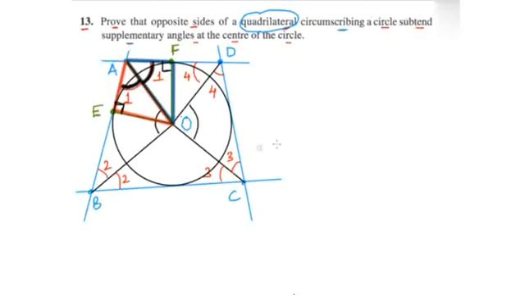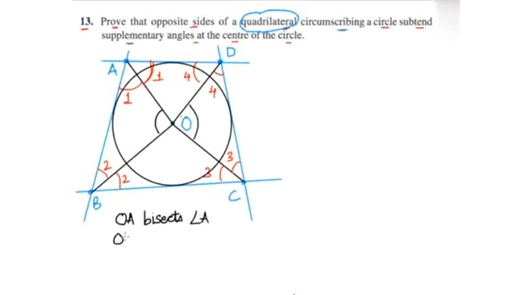I'm directly going to make use of the fact that OA, OB, OC and OD are respectively the bisectors of the angles at A, B, C and D. Okay, so let me write these observations. Basically what I'm saying is that OA bisects angle A, OB bisects angle B, OC bisects angle C, and OD bisects angle D.